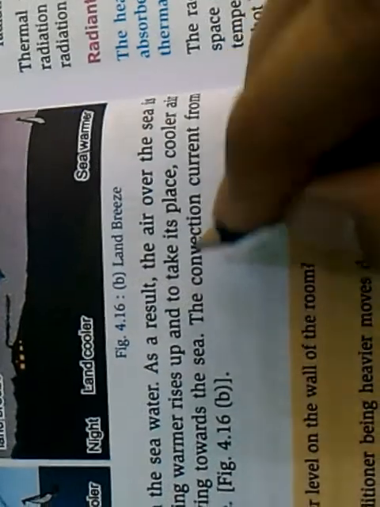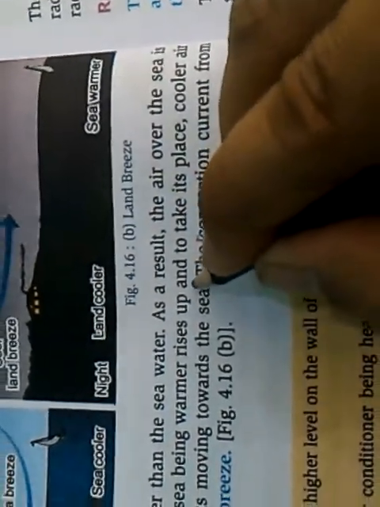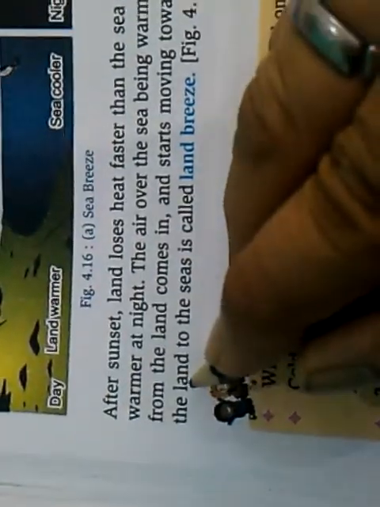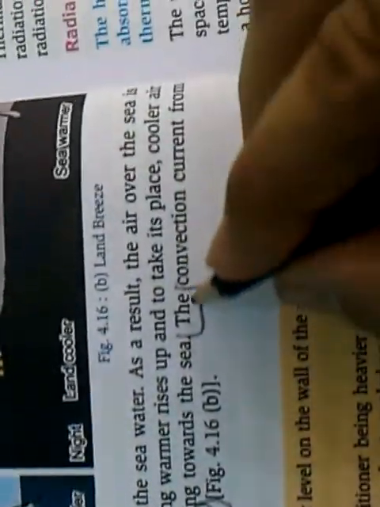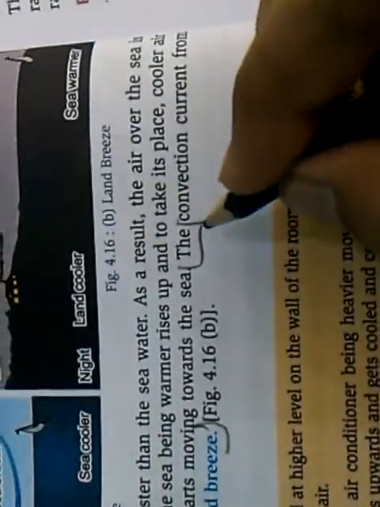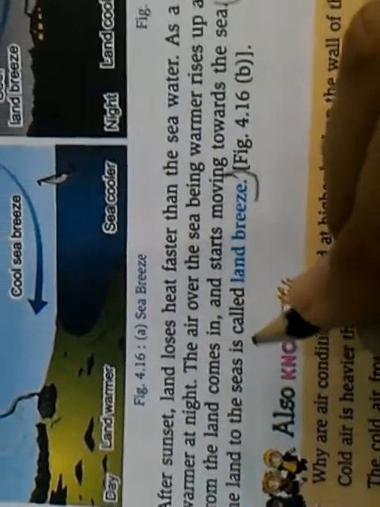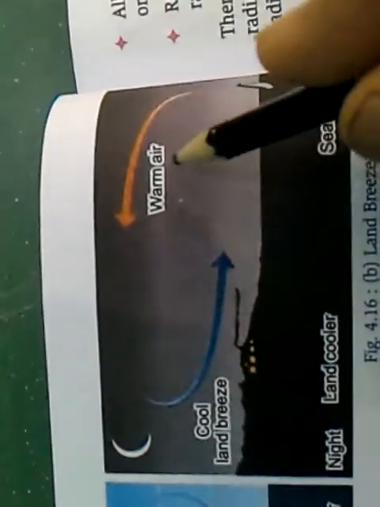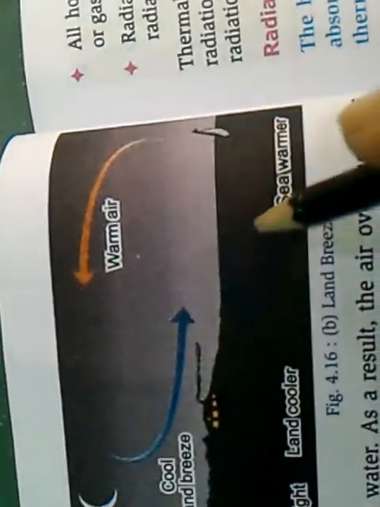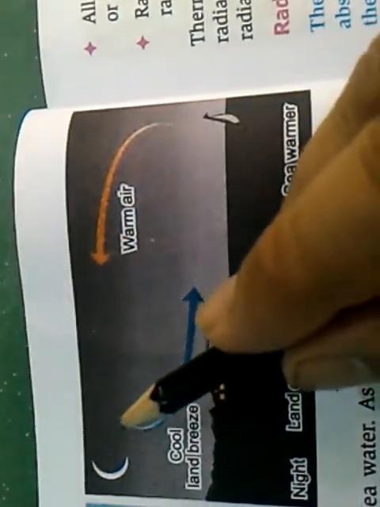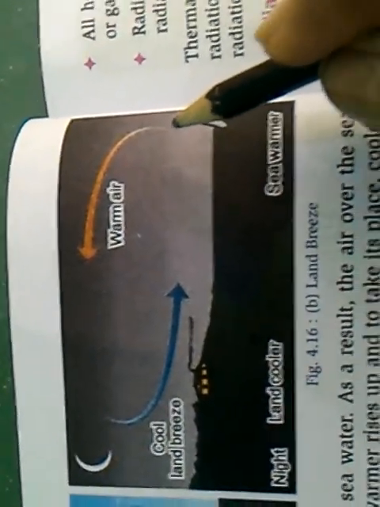The convection current from the land to the sea is called land breeze. Please underline this. This is the definition of land breeze. The convection current from the land to the sea is called land breeze, and this is how it works. This is sea. Warm air is rising up and the cooler air on the land is going to take its place.